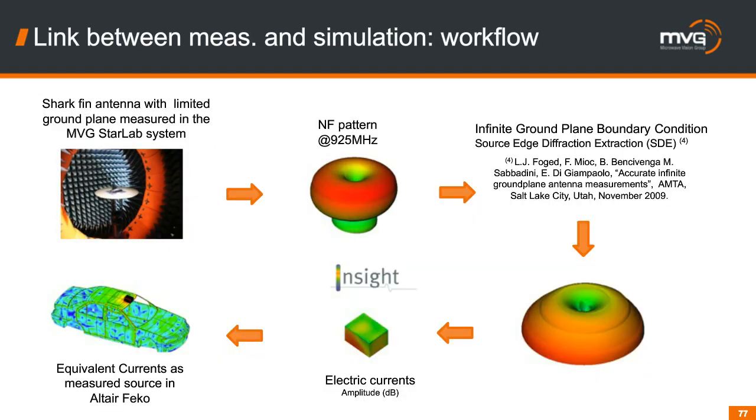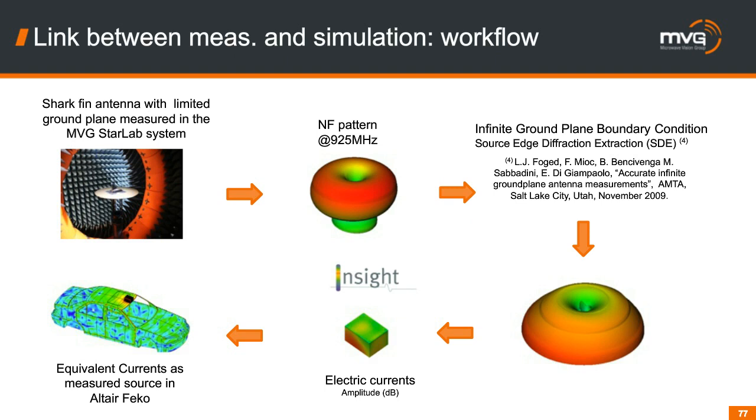The complete workflow is shown in this slide. The shark fin antenna on a finite circular ground plane has been measured in the StarLab system. Here, the radiation pattern of the antenna at 925 MHz is reported. The shape of the pattern is affected by the diffractive effect of the finite ground plane. Then, a virtual ground plane condition is applied in order to obtain an infinite ground plane condition. This infinite ground plane condition guarantees that the antenna is independent of what can be around it, and that it is possible to reconstruct the equivalent current on a box representing the antenna only.